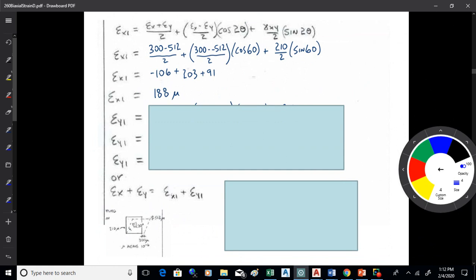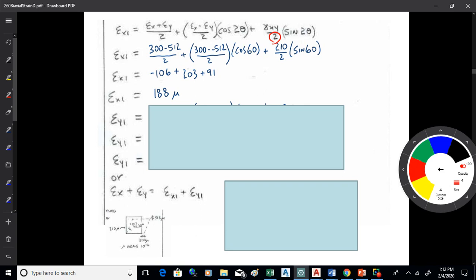And again, there really isn't a whole lot to it. You're just plugging numbers into an equation. It's just like the stress equations with the one exception on the normal strain that you got a 2 right here. That's the only difference. Okay. So when you find epsilon x1, you get 188 times 10 to the minus 6.